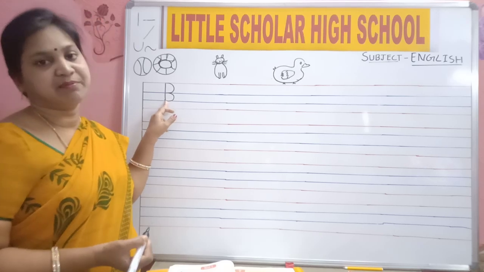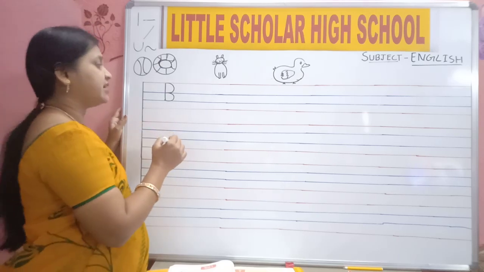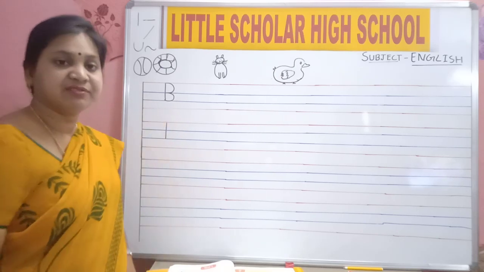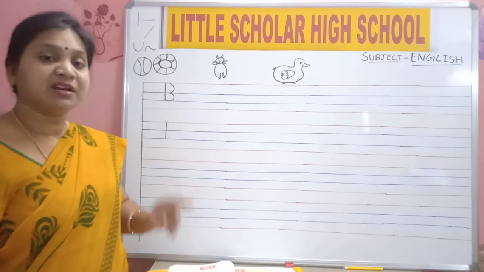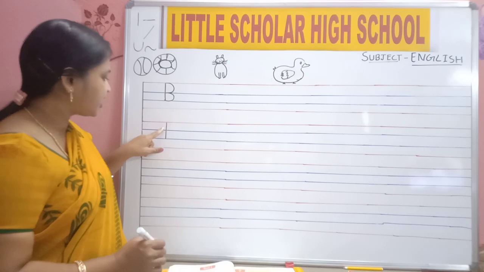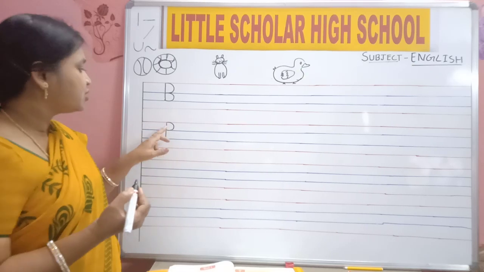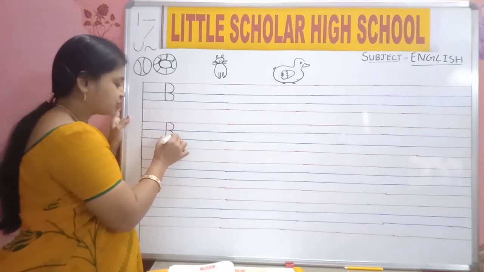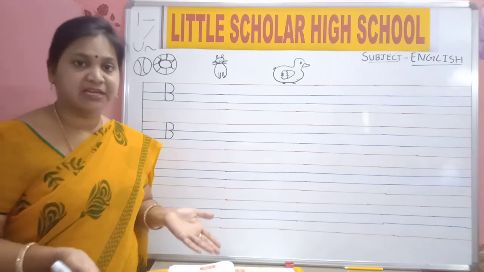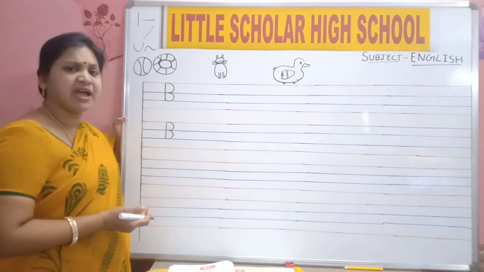Which letter is this? Letter B. Understood, children? How to write letter B? First we will write one standing line. Then we will write two curved lines. These lines are curved, they are not straight. This line is straight, but now I am writing this. Which line is this? Curved line. It is not a straight line. So like this, one and one more, two. This is letter B. B for ball, B for bat, B for buffalo.